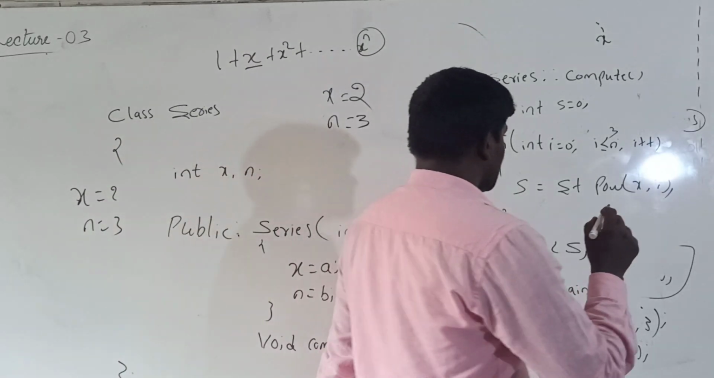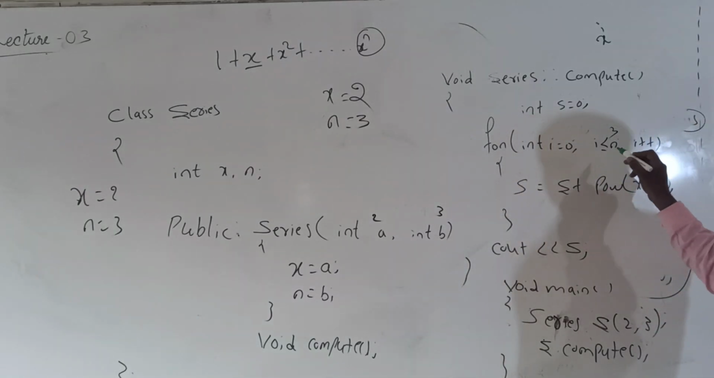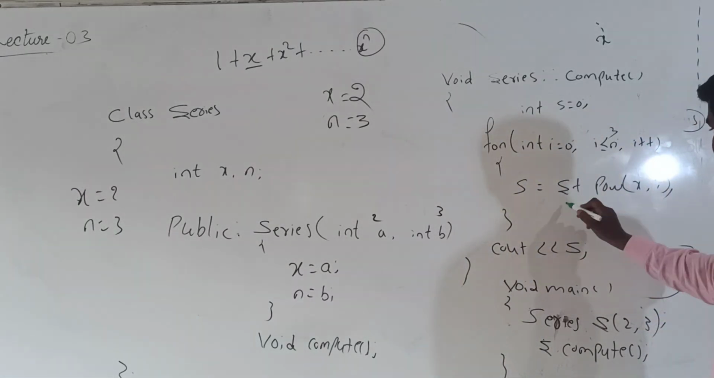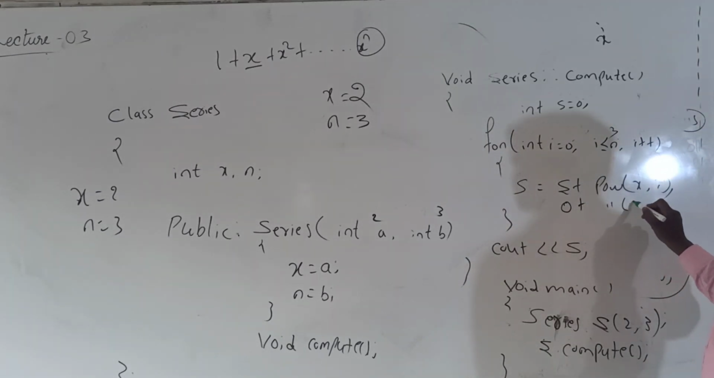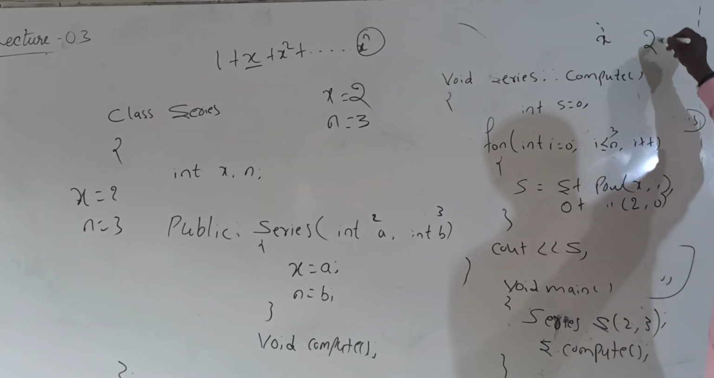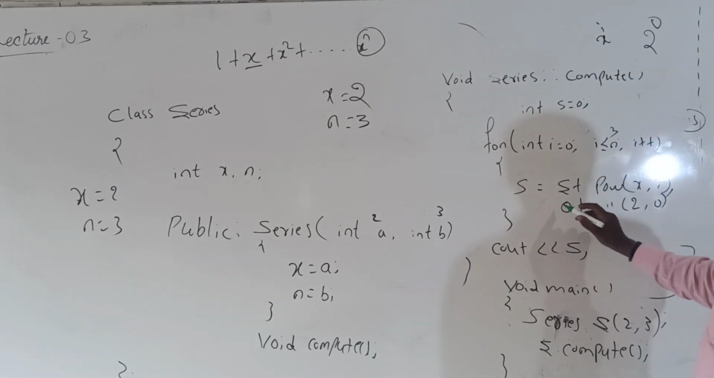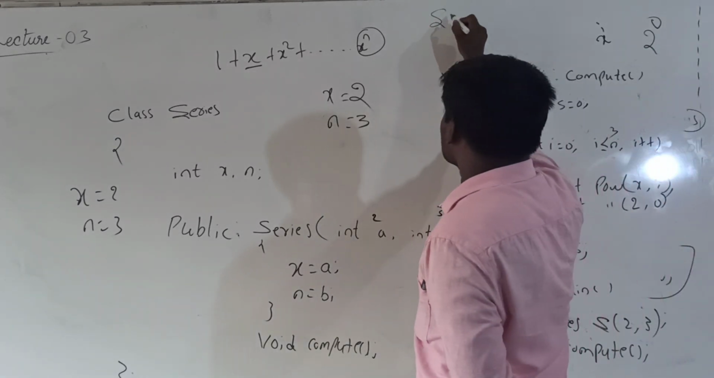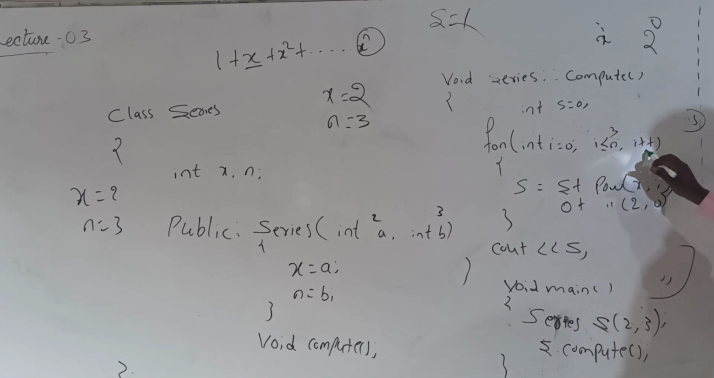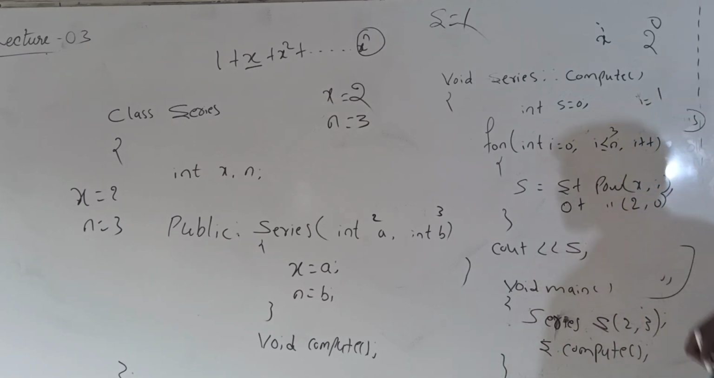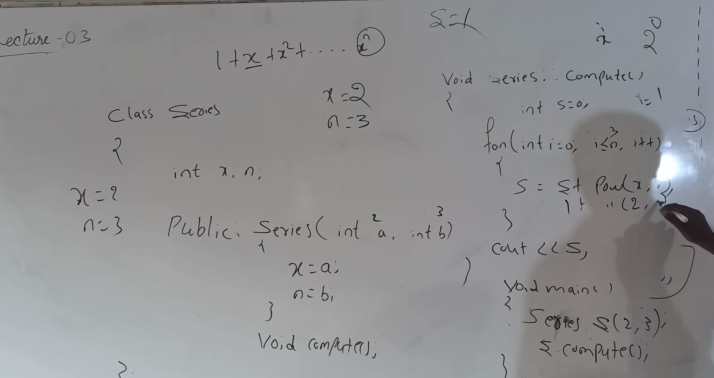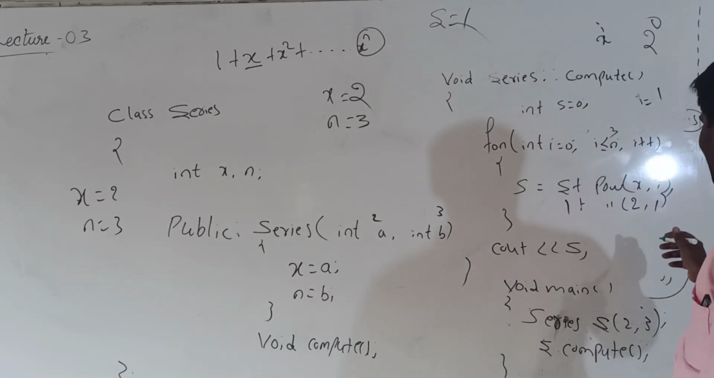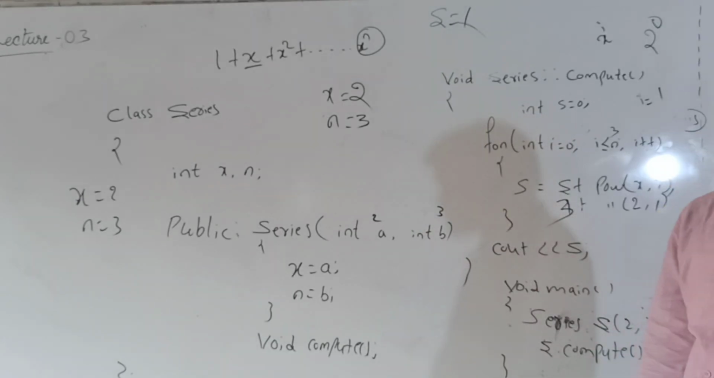Okay. See here. i equal to 0, 0 is less than or equal to 3, condition is true. Here 0 is there, plus power of x value is 2, i value is 0. That is 2 raised to 0 is 1, 1 plus 0 is 1 finally. So s is equal to 1. Next i++ means i become 1. 1 is less than or equal to 3, condition is true. Here s value is 1. Here x value is 2, i value is 1. 2 raised to 1 is 2, 2 plus 1 is 3. Updated s value is 3.